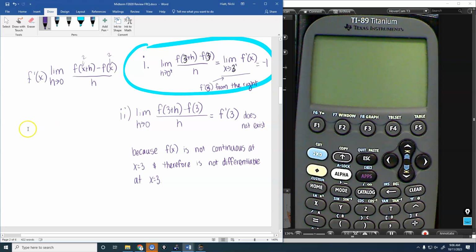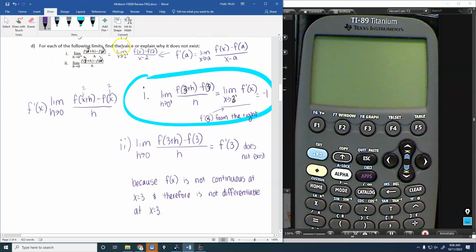So if you run into something like this, where you're seeing this limit, and h's, particularly h's, or this form where you've got an f of something minus something else, it's a derivative. It's asking you the limit definition of derivative, and you don't have to be able to do the limit. You have to recognize what it is and explain whether or not it exists.